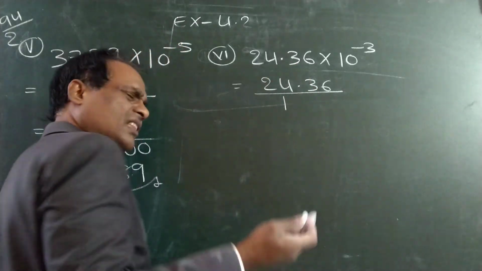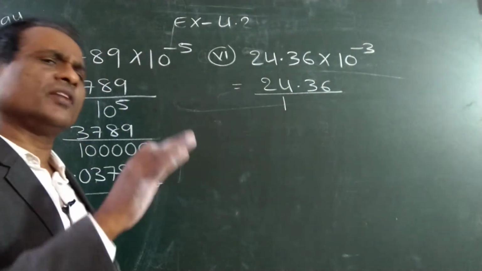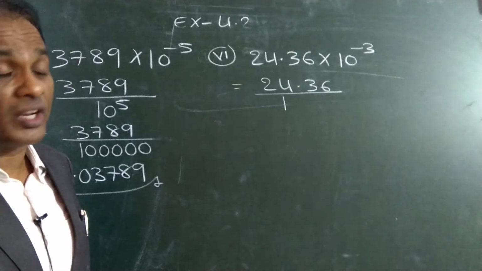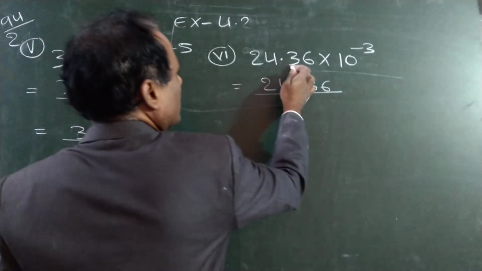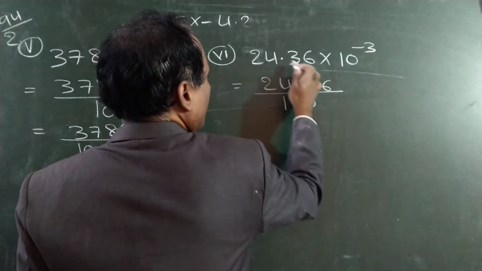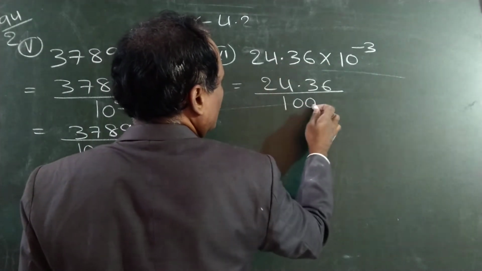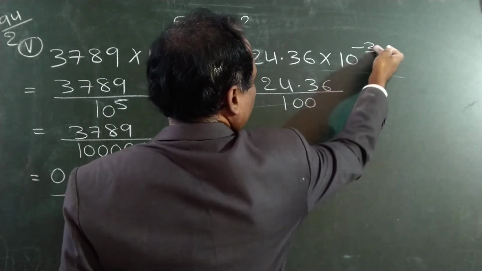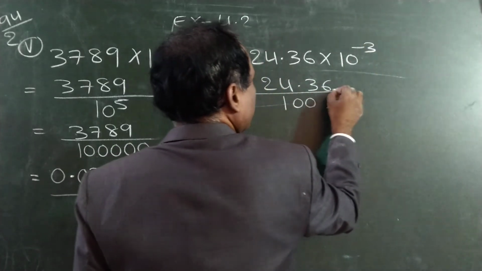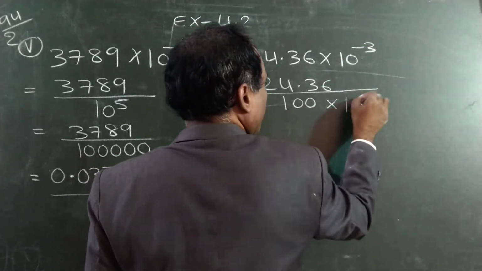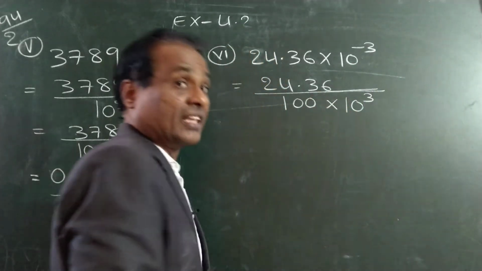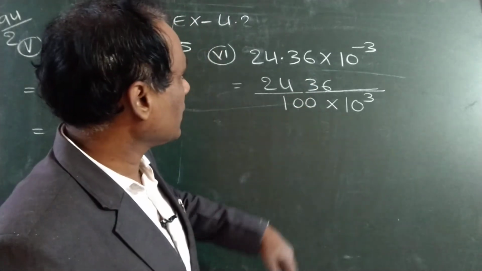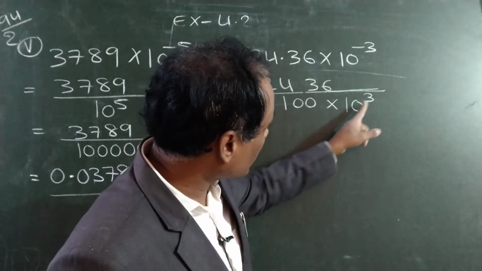See, otherwise, in the last problem which I explained, if you have any confusion about why I am not removing the decimal, that also we can do. After the decimal 2 digits, so 2 zeros. And this is 10 power minus 3, right in the denominator, 10 power plus 3. So now I remove the decimal.